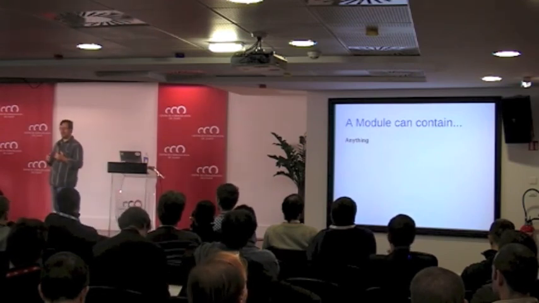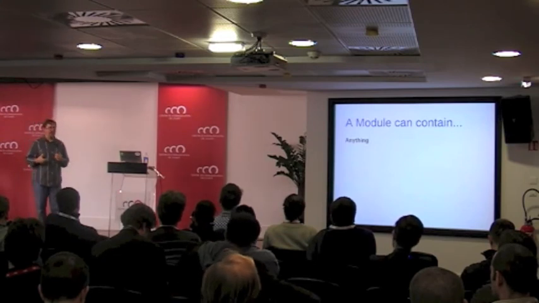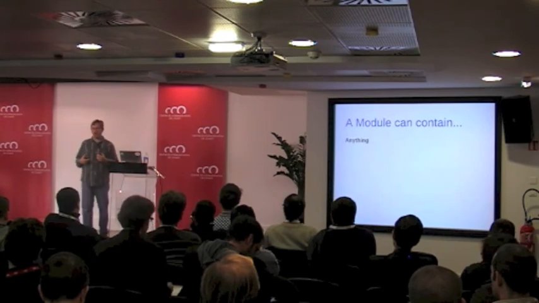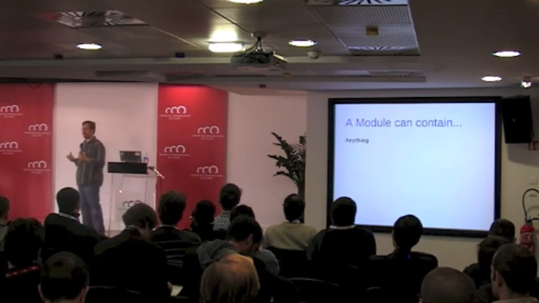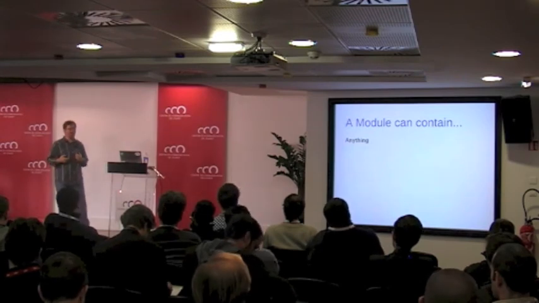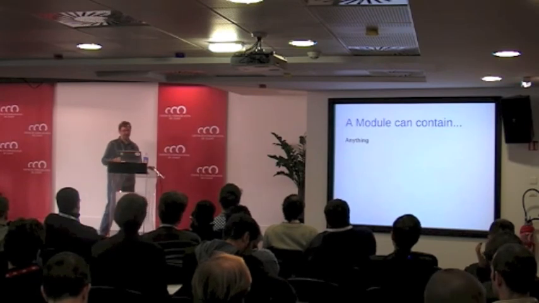It'll typically contain your PHP code, like your controllers and everything that you're going to have for the MVC. View scripts will often be in there. You'll have configuration, of course. You might have public assets that you want to bundle as part of the module, so images, CSS, that sort of thing. Really, they can have anything you want in there. It's up to you how you want to do it.